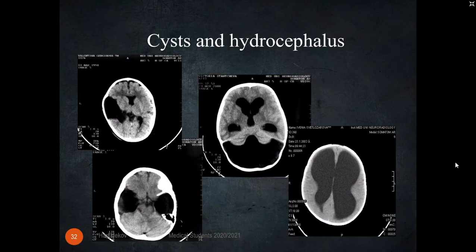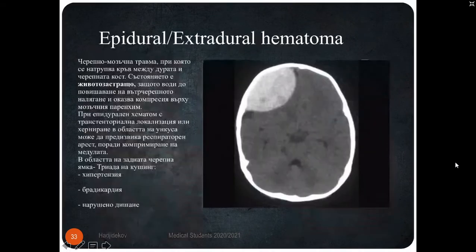In hydrocephalus, we have abnormal dilatation of the lateral ventricles, and at the same time we have a little bit of atrophy of the parenchyma because of the compression of the surrounding parenchyma.